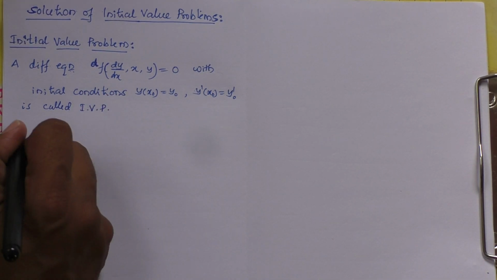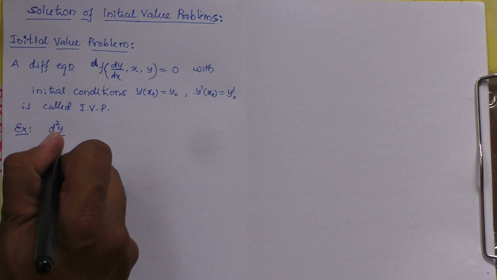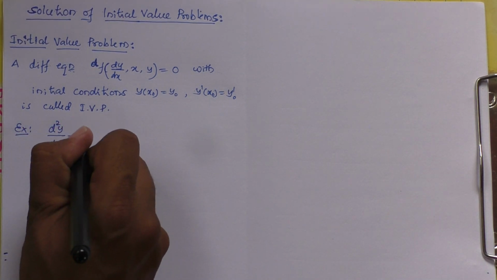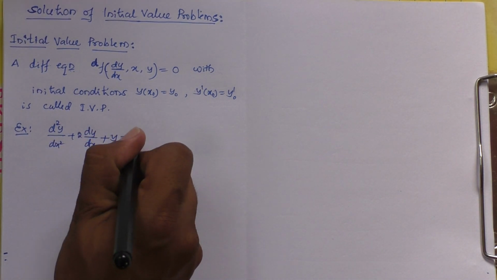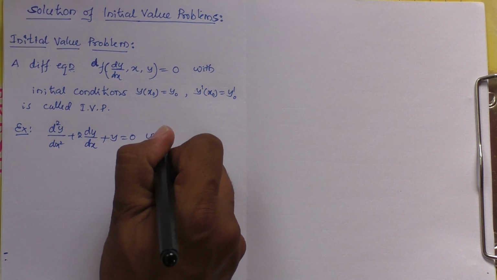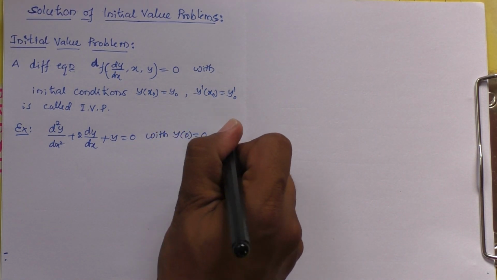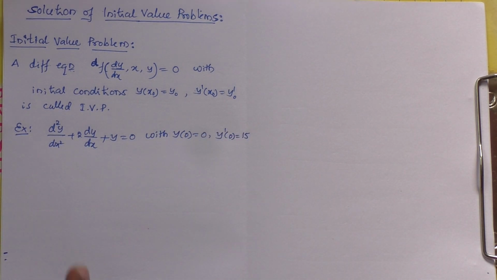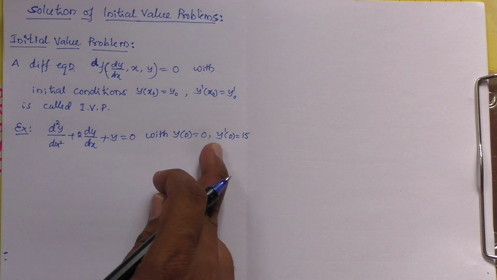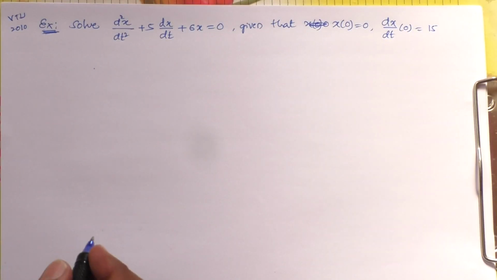For example, d²y/dx² + 2 dy/dx + y = 0 with y(0) = 0, y'(0) = 15. This is an example of an initial value problem. So now let us solve one initial value problem.